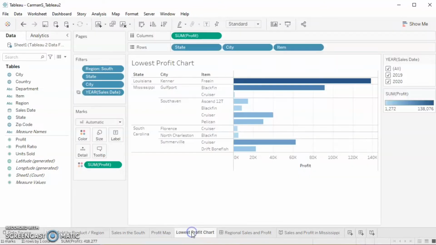With that, I move on to my fourth worksheet, which was the lowest performing cities. I chose 6 cities, and I wanted to see exactly if there was a correlation or not, and there was not, because the Cruiser in Mississippi, in Gulfport specifically, was the lowest performing item. That gives us an idea that the lowest performing item overall is not always going to be bad in every city. Sometimes a good product like the Cruiser could not do well in Mississippi. But one thing I did notice was that the 6 least performing cities were in the 3 least performing states, which was a correlation that I noticed.